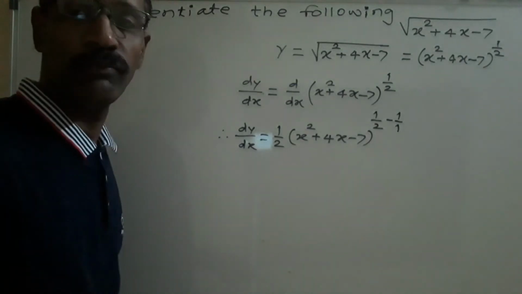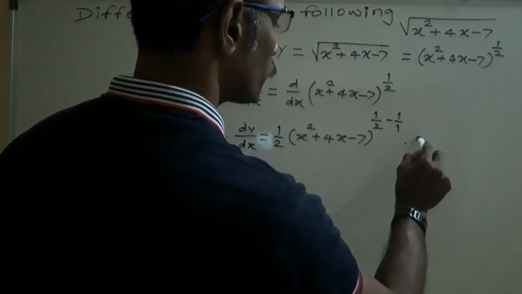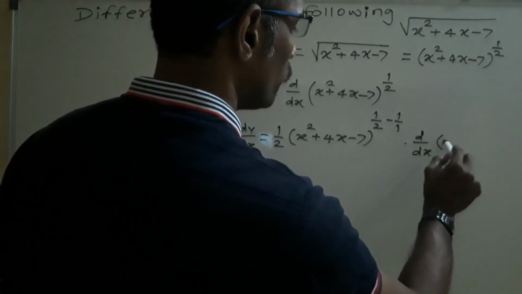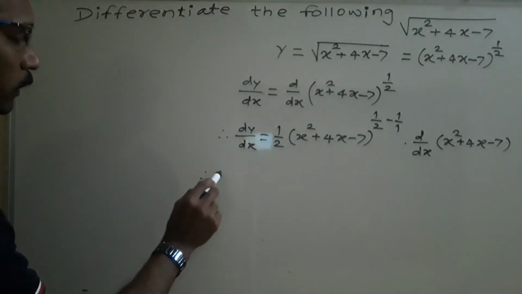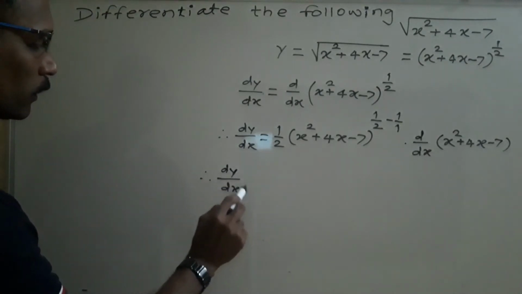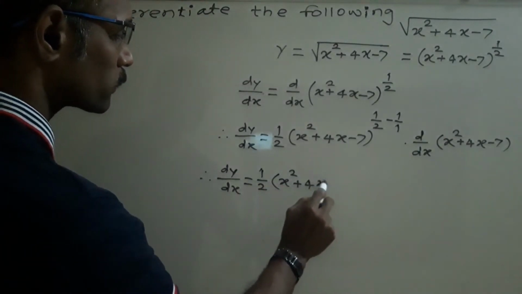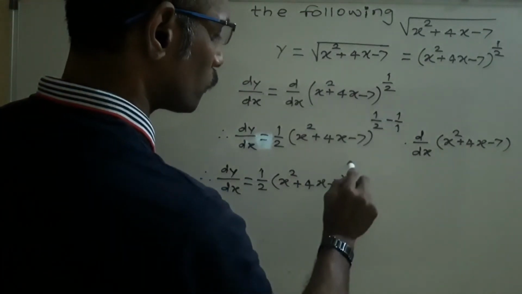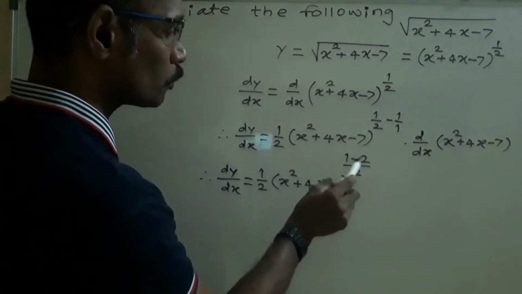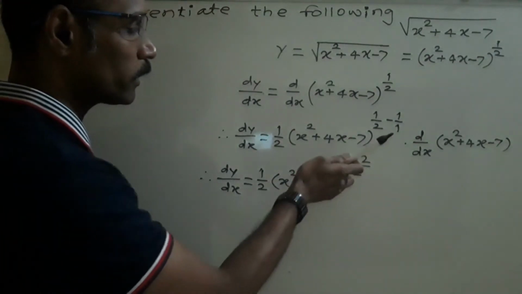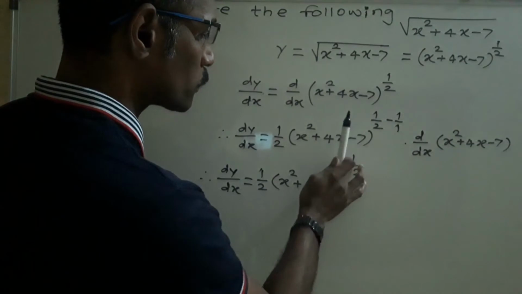Means we write in the form of fraction 1 upon 1. And we differentiate the terms which are inside the bracket. Therefore, d upon dx of x square plus 4x minus 7. Now here we write dy upon dx is equal to 1 upon 2 (x square plus 4x minus 7) raised to 1 upon 1 minus 2 upon 2. Now 1 minus 2, here 2 is bigger and its sign is minus. Therefore, we write here minus 1 upon 2 directly.